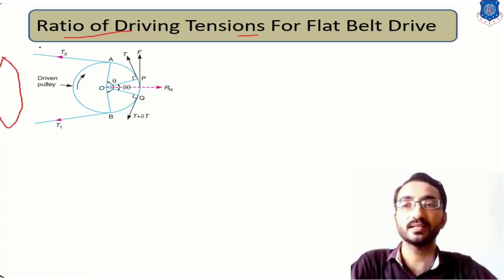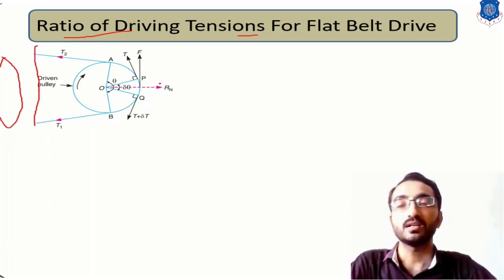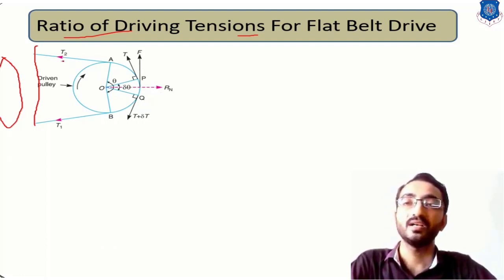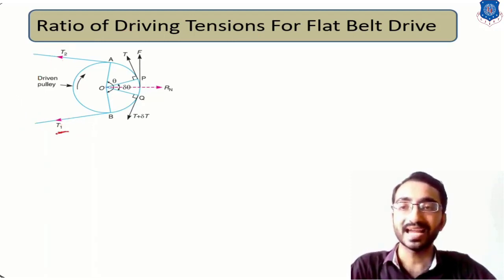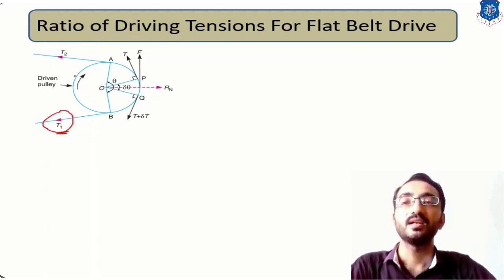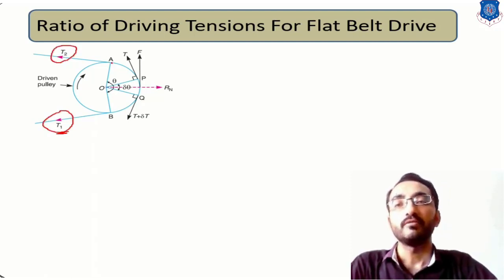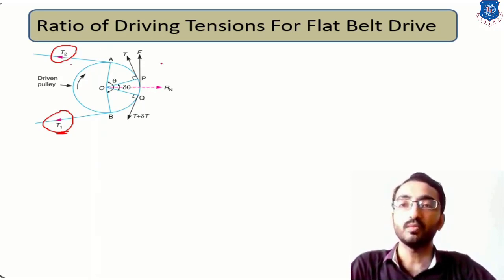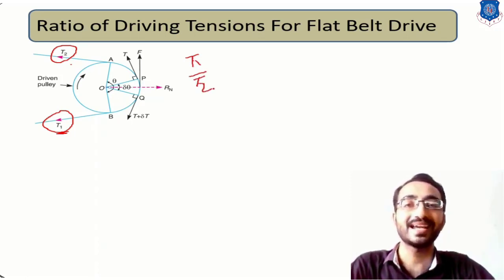Here we have sketched only the half section, if we draw a sketch of the driven pulley. This driven pulley is connected with the belt with two different tensions, T1 and T2. We consider the bottom side with T1 tension as the tight side, and T2 is known as the slack side. Now we have to calculate the ratio of T1 and T2, that is, the driving tension on the tight side to the tension on the slack side that we can achieve.